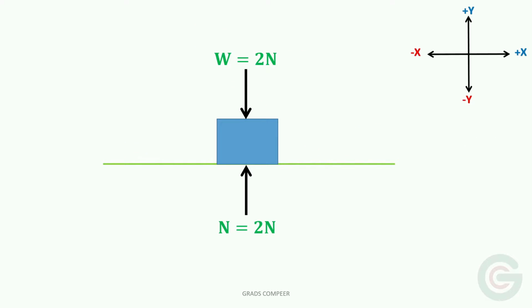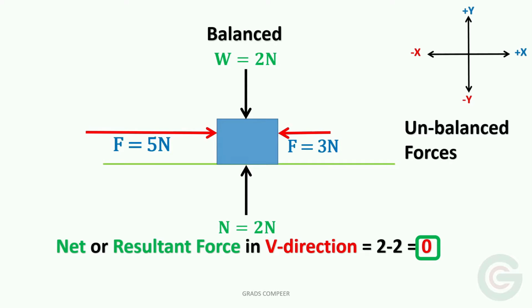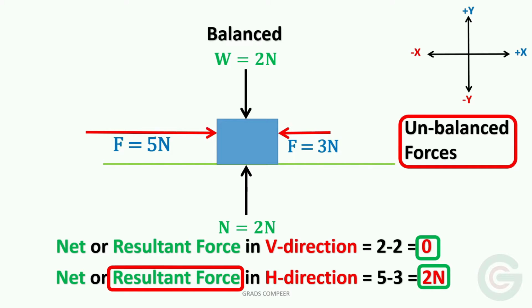Now let us consider another case. Here the forces are balanced in the y direction and the net force or the resultant force is 0. Now let's say there are two forces, one is 5 Newton, other is 3 Newton, directed opposite to each other. These forces are unbalanced forces along the x direction. Although they are acting opposite to each other, they are not equal in their magnitudes. Hence the net force or the resultant force in the horizontal direction is 5 minus 3, that is 2 Newton. So when there are unbalanced forces in any direction, there exists a resultant force in that particular direction. In this case, the magnitude of the resultant force is 2 Newton.